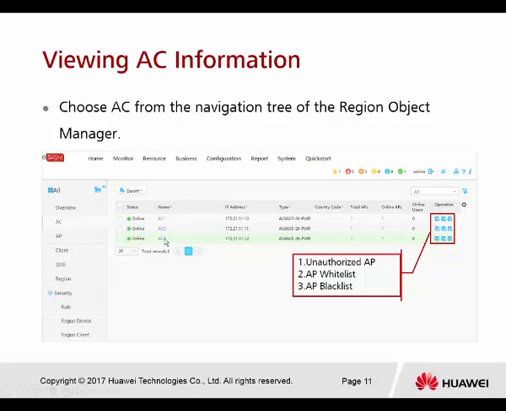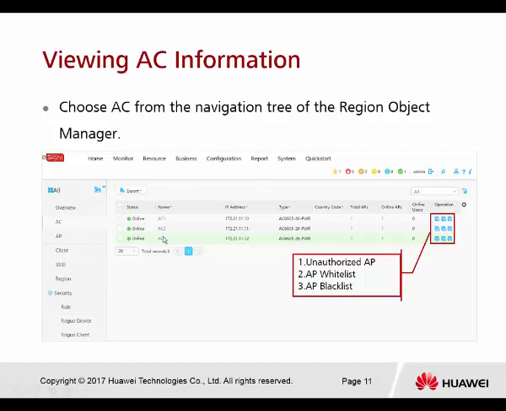From these places, you can notice some of the ACs. All of them, the status is online. There are some operation icons right here. The first one is authorized AP, AP whitelist and the blacklist. Why are they categorized in these 3 different selections here?